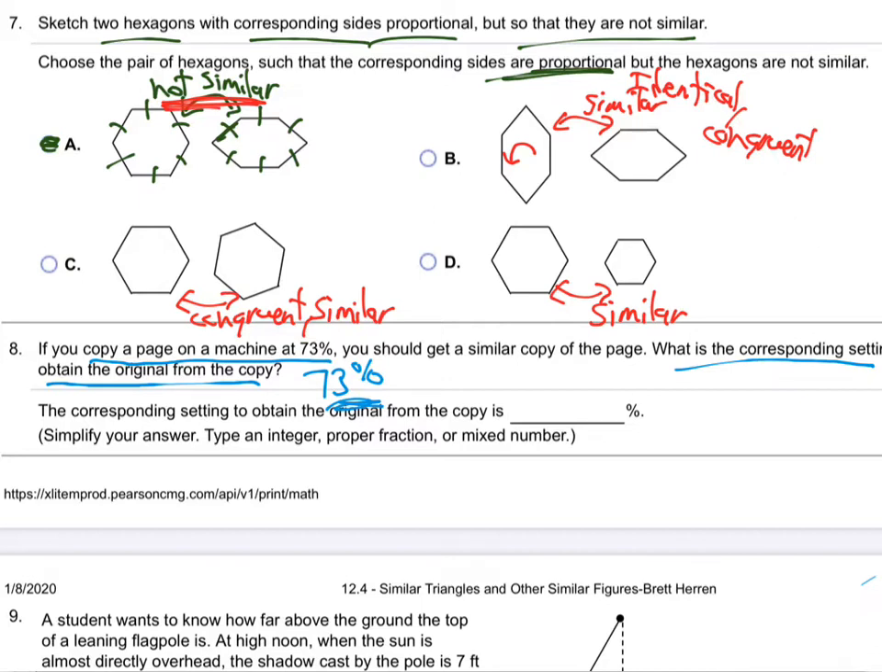What do you set the machine on? What do you put the photocopy machine on to take this 73% image and expand it to go back to the original? In other words, 73% times what percent? Remember, whenever we do another copy, you're just multiplying.